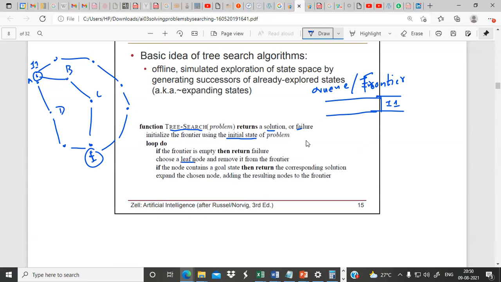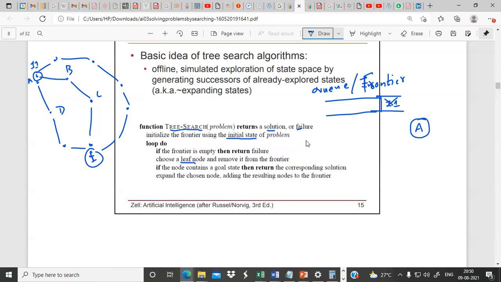Why is it a leaf node? Because initially we don't have any solution tree. Is there any solution tree initially when you start the problem? There is no solution tree because there is no solution at all. Now, this first node you are adding, I1, the initial state, corresponds to node A. We are adding that to the solution tree. Now, this is the root node, but this is also the leaf node. So that's what this means. Choose a leaf node and remove it from the frontier. So this is now removed from the frontier. Now this is not in the frontier.